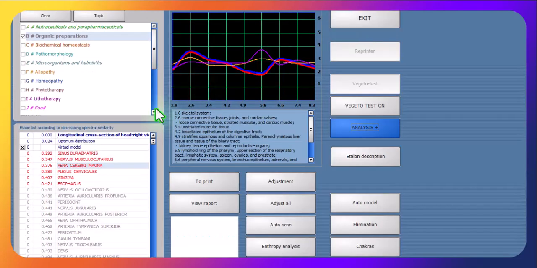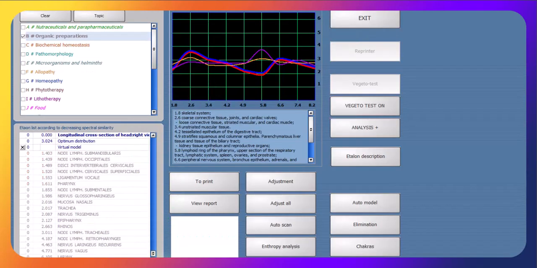But if we look at the last element, larynx, look at the name as it is called, larynx, we click on comparative analysis and we see that there is a decrease in compensatory reactions by 10% and an increase in the level of defeat.